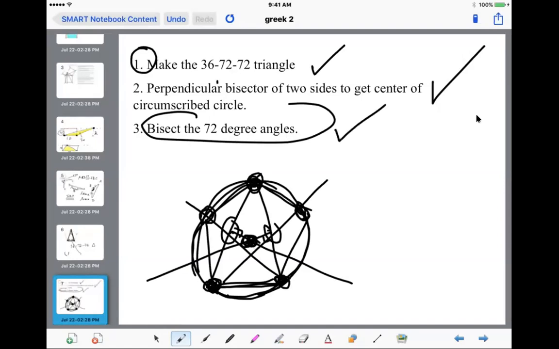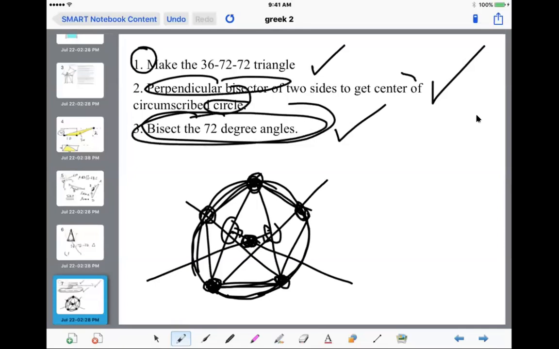So we got a couple of perpendicular bisectors, a circle, a couple of angle bisectors. But what we don't know how to do, and it doesn't even seem feasible, is how am I going to make a 36, 72, 72 triangle without a protractor?